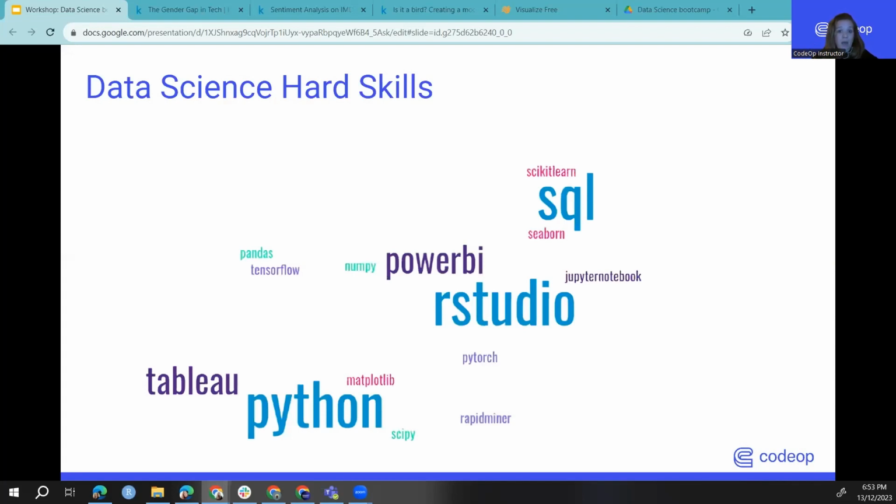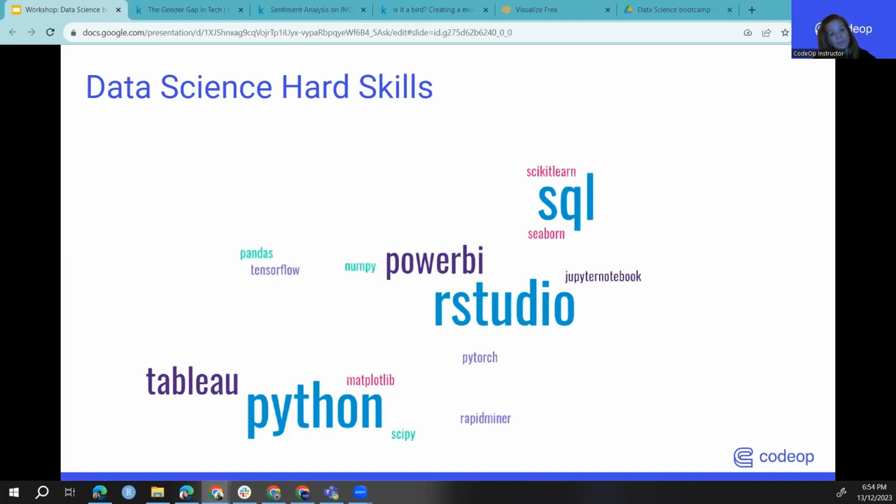For example, these are the hard skills that are used a lot today. As you see, this is the word cloud, so the bigger you see the word, the more it is used, and the smaller means the less it is used. As you see, Python is quite big there. RStudio, that's a different language. Power BI, which comes from Excel. SQL is another language. Tableau, which is a program to be able to visualize data. And then all the smaller ones are packages that we use within the programming world, like Python or these other languages like RStudio.